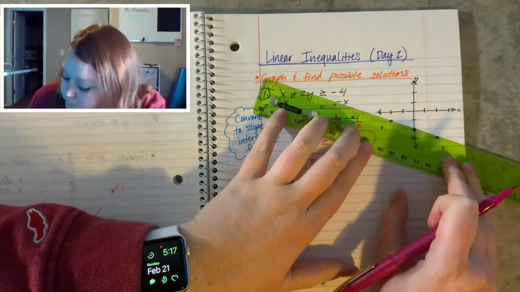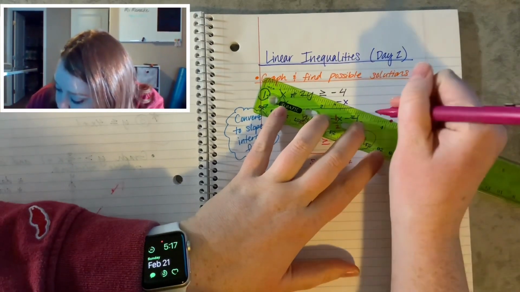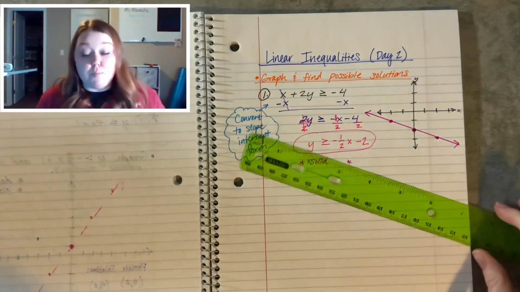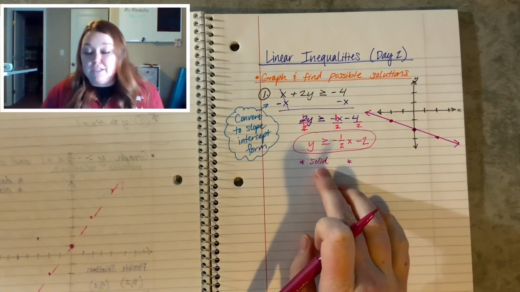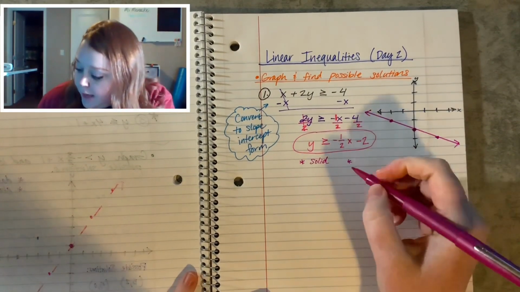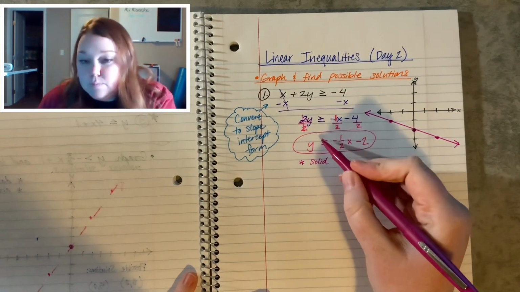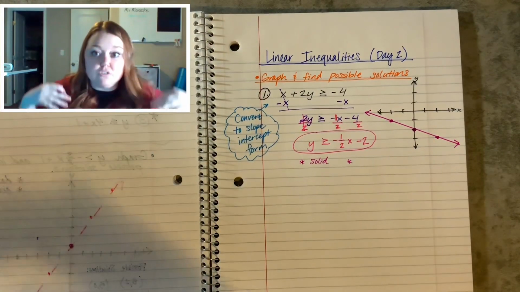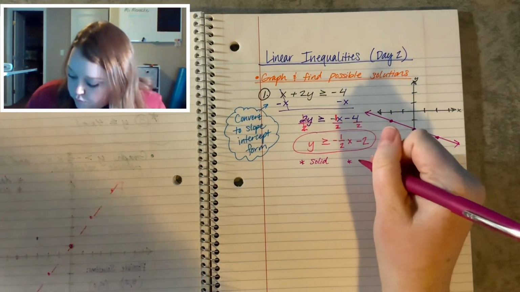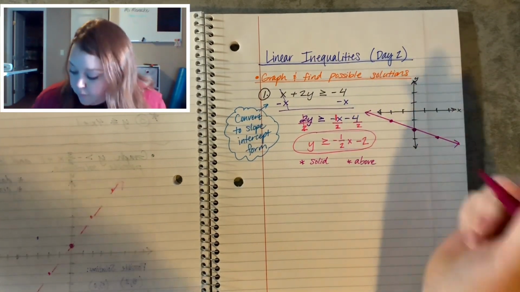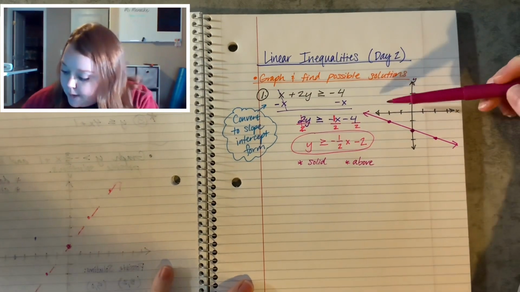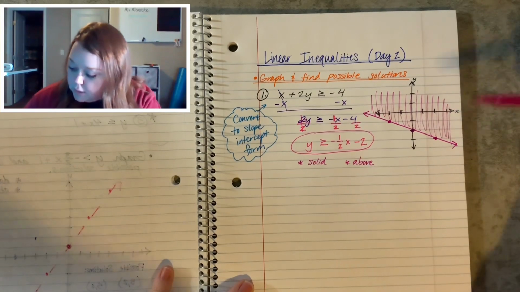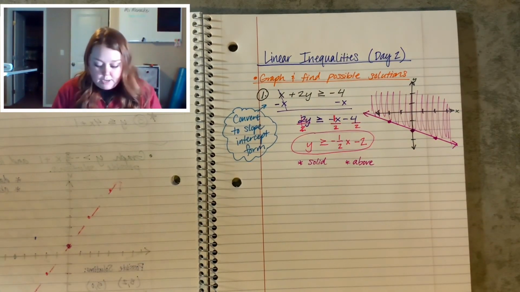Solid lines mean that anything on that line is a solution. So those points that we graphed, those are possible solutions because they can be equal to that line. Okay. And then the other thing that this symbol tells us, because it's greater than, tells us to shade above. Greater than, shade up. So if you want to write up or above, whatever. Then you would shade above this line. Solid line shaded above.